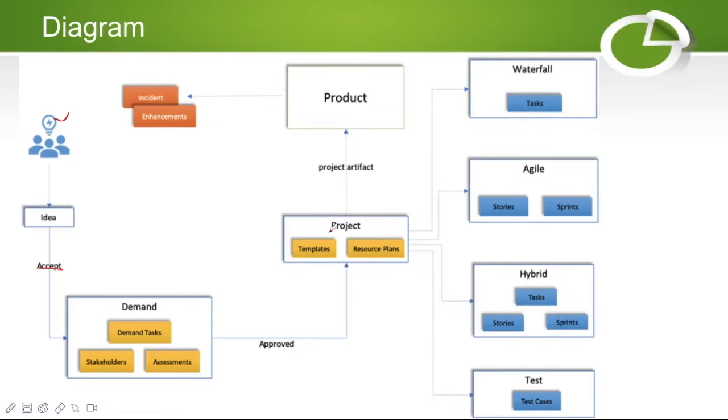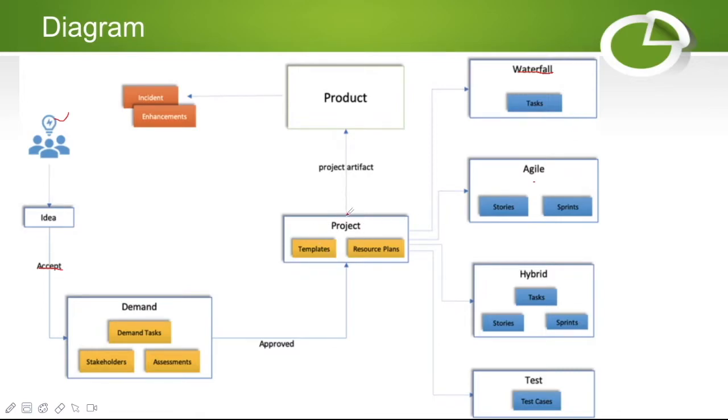Once the project is created, it can be divided into three parts: one is the waterfall model, another is agile, and the third is hybrid. If you don't install the agile plugins, you will see only the waterfall task. You won't be able to create agile or hybrid. Once you install the plugin called agile development, then you will be able to see agile. Hybrid means waterfall plus agile.